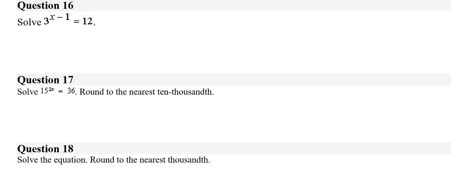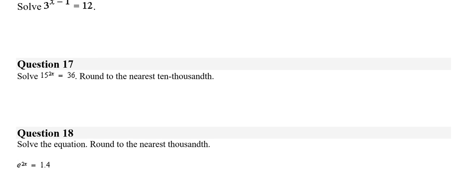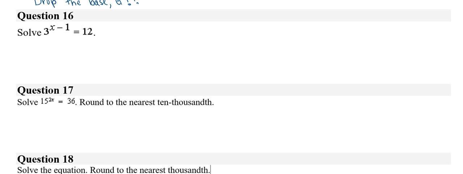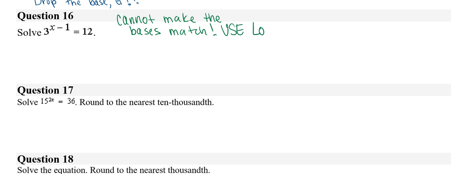Okay, this one, again, if you look in your table, there's no power of 3 that turns it into 12. There's no tables that have both 3 and 12, so we're going to have to use a different method, which uses logs. So if you cannot make the bases match, then you're going to use logs. It means to convert.